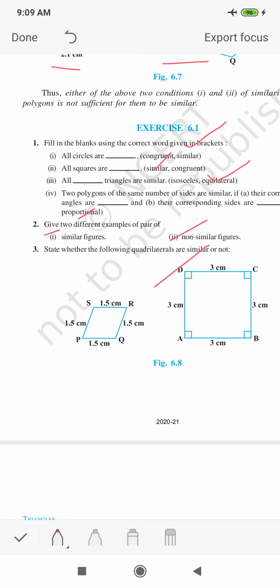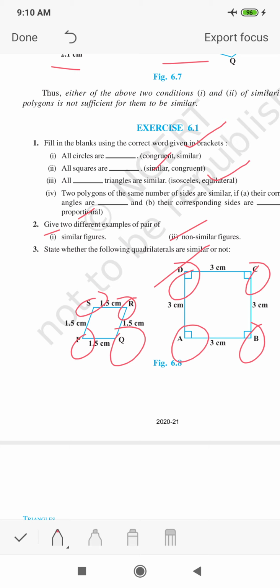Okay, so here: state whether the following quadrilaterals are similar or not. How can you identify whether they are similar or not? For similarity, their angles should be equal and their sides should be in the same ratio. So the very first thing, check their angles. Is angle P equal to angle A? No, angle A is 90, P is not 90. B is 90, Q is not 90. C is 90, R is not 90. D is 90, S is not 90. So their angles are not equal. Here only we can say that the two quadrilaterals are not similar.